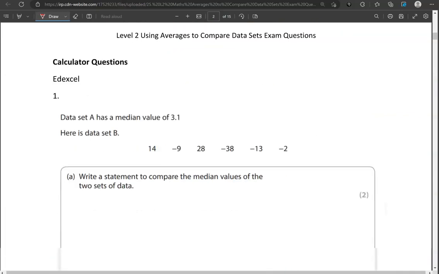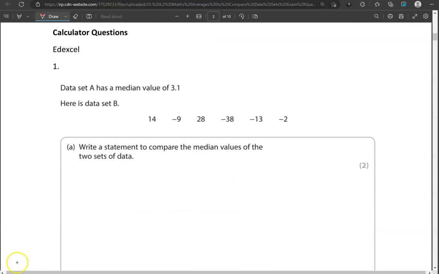We now move into the calculated questions. Dataset A has a median value of 3.1. Here is dataset B. It has numbers 14, -9, 28, -38, -13, and -2. Write a statement to compare the median values of the two sets of data. So we have the median for dataset A, but we don't have it for dataset B. We're going to work it out for B.